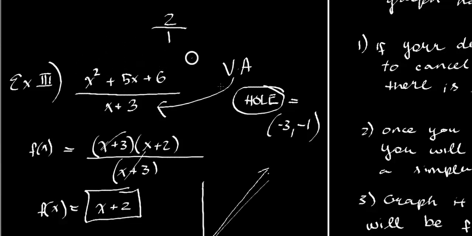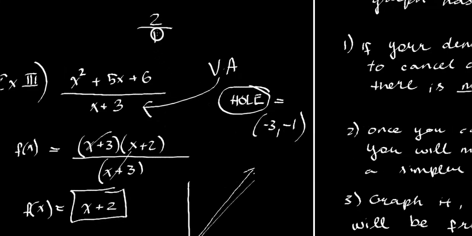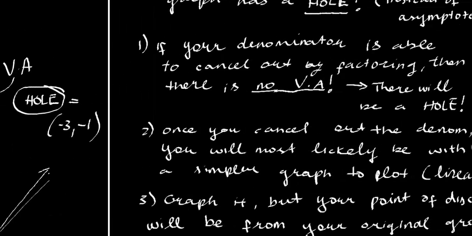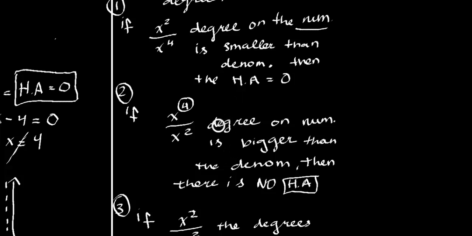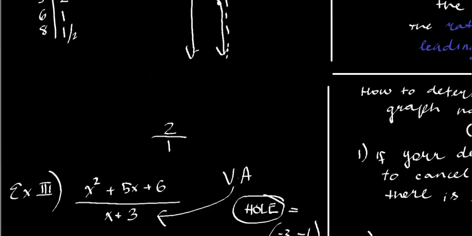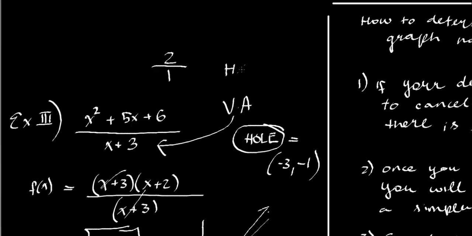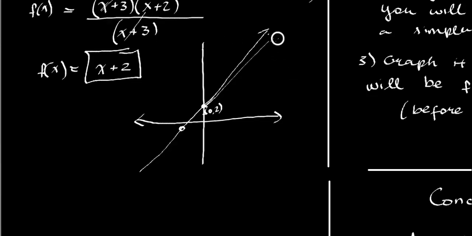This one's a little different. Let's look at our rules. What happens if the degree of the numerator is bigger than the degree of the denominator? If the degree on the numerator is bigger than the denominator, then there is no horizontal asymptote. So, this means there is no horizontal asymptote because 2 is obviously bigger than 1. Great.